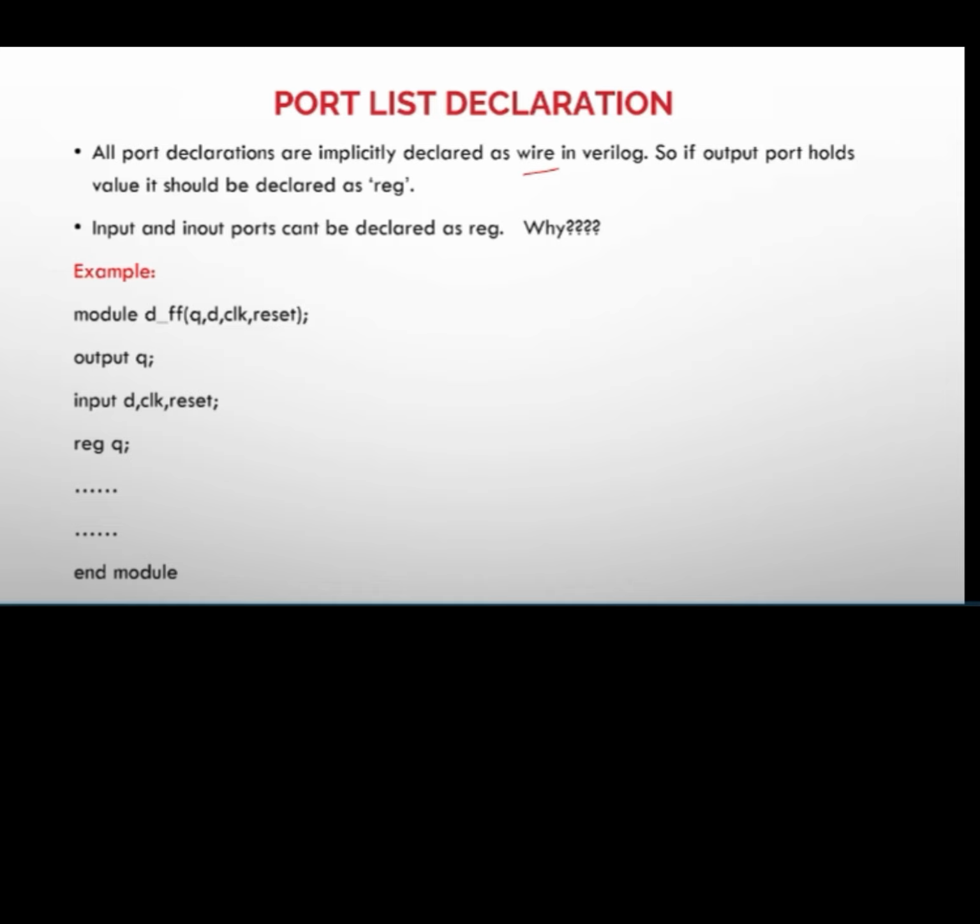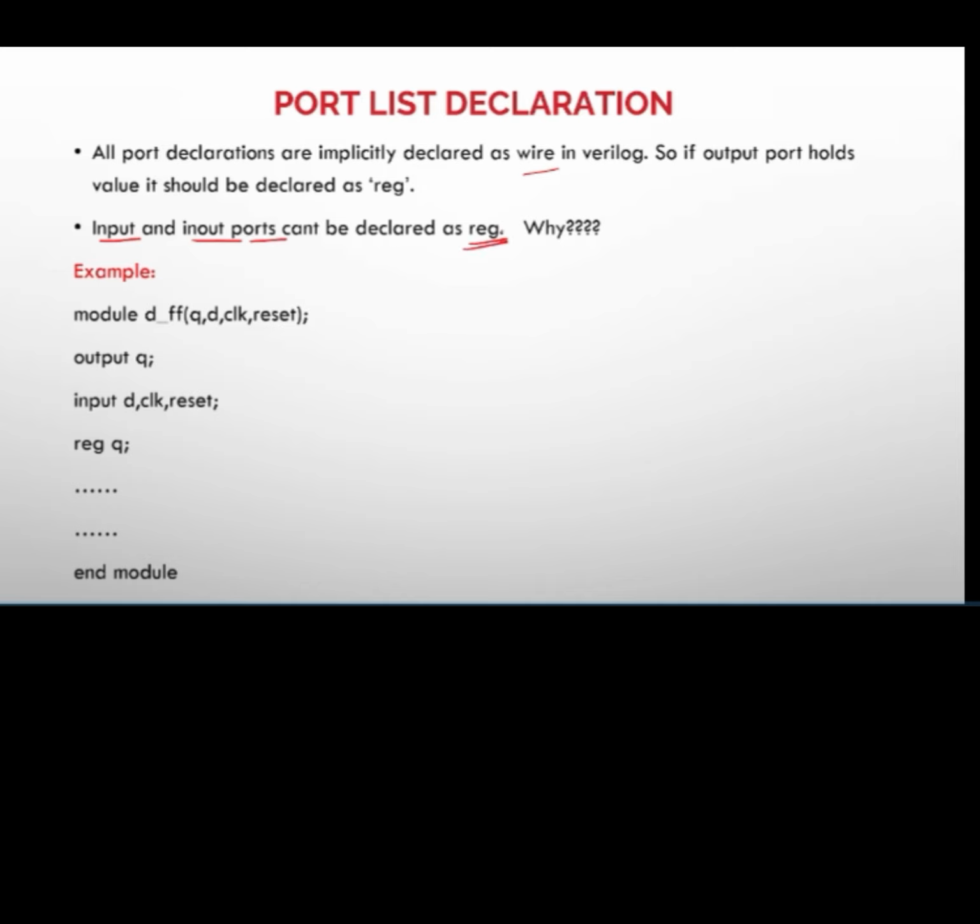Nothing but wire. So that is why basically every port is implicitly declared as wire. Based on our usage, we can convert this data type into reg. While converting to reg there are also particular limitations. So what are those limitations? Basically, input and inout ports can't be declared as reg.